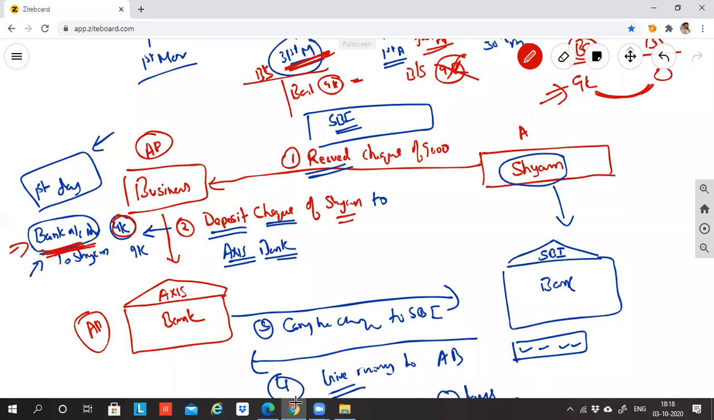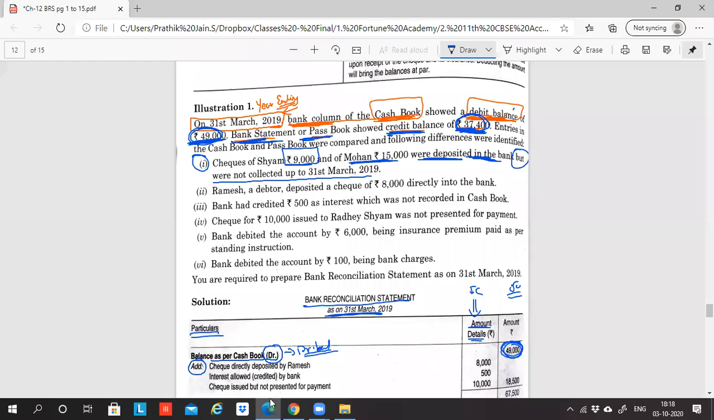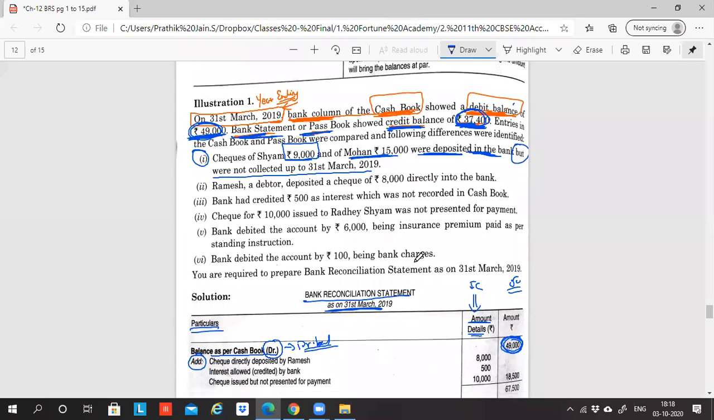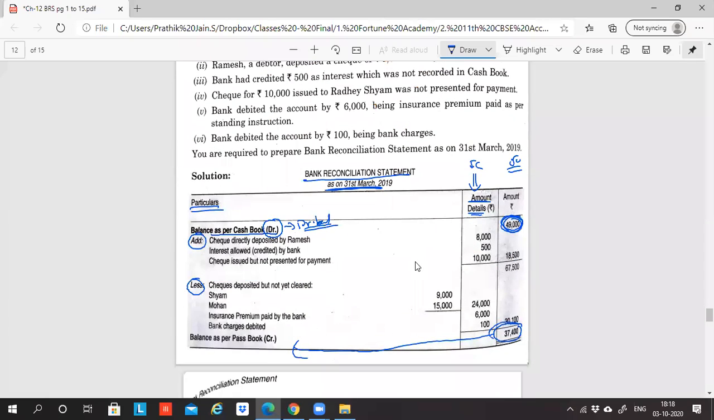So now tell me who is right here. When we started the question, we assumed that the banker is right and we are not correct. So accordingly, I will have to make the corrections in my bank account. So what should I do?